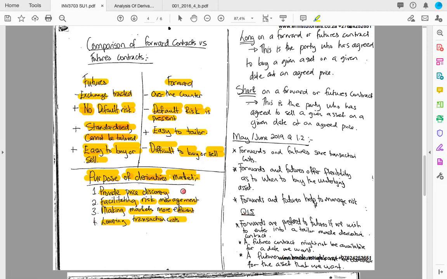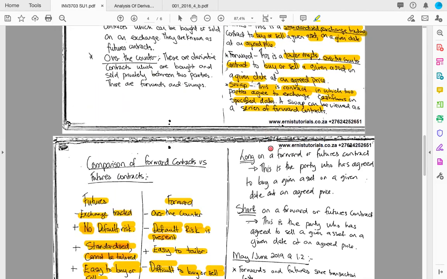So derivatives help in providing price discovery. They help in managing risk. We'll see a lot of these applications as we go on. They make markets more efficient because it's easier to enter into contracts you want to buy or sell at a given time, and they also lower transaction costs, right?